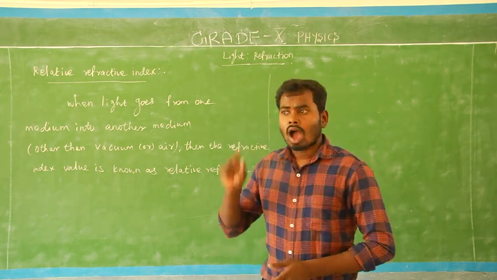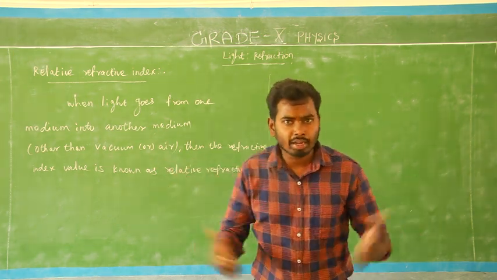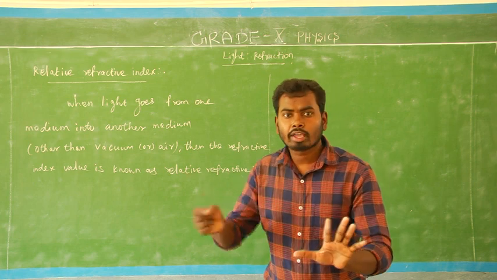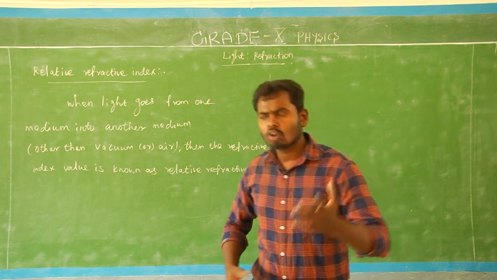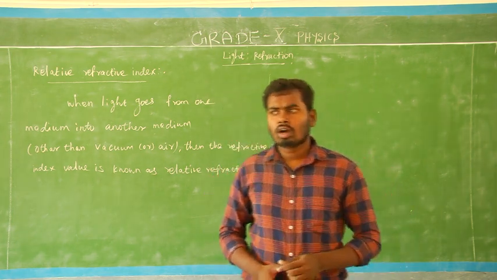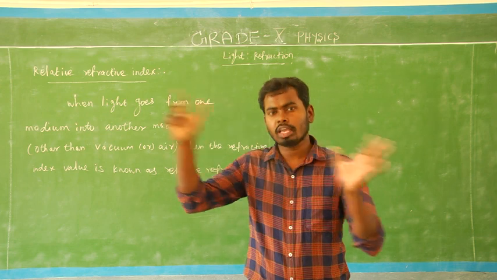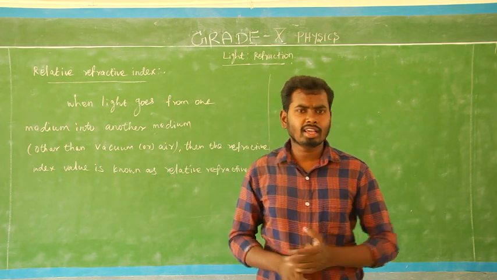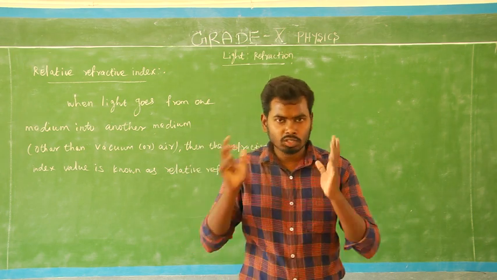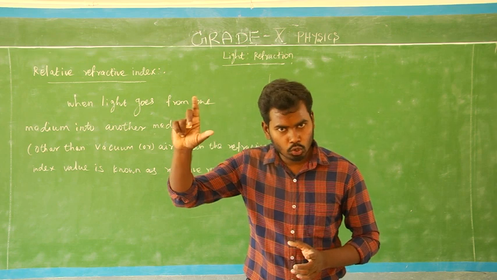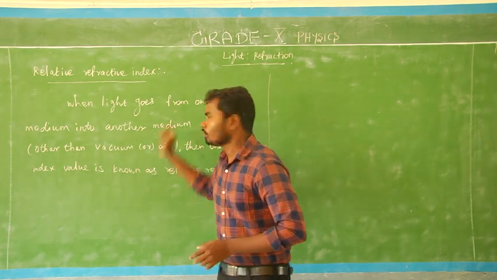Note my words: air or vacuum should not be there. It can be any two media, whatever it is, but air or vacuum should not be there. That is the relative refractive index. It's not my word. In most cases we consider the speed in vacuum and air to be the same. In general the speed in vacuum and air is not exactly the same, there is some difference, but in most cases we take both as the same, for numerical purposes. So this is called relative refractive index.